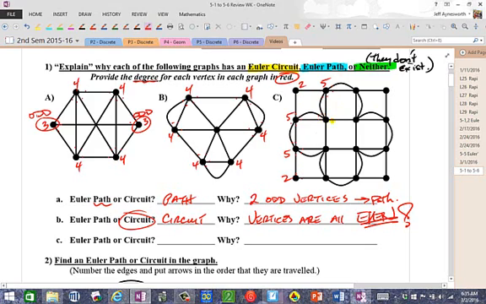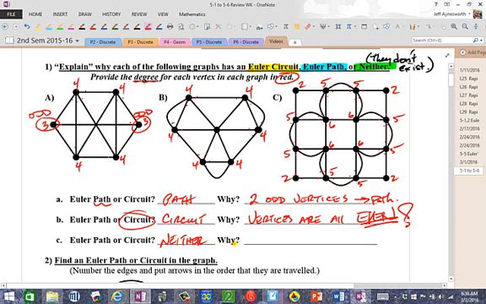1, 2, 3, 4, 5, 6. We got 6 here. Another 6 here. 5 here. 5 here. 5. Got 6, 6. 5 here, 2 here. 5, 5, and 2. So we have too many odd vertices. We have more than two odd vertices. So neither here.